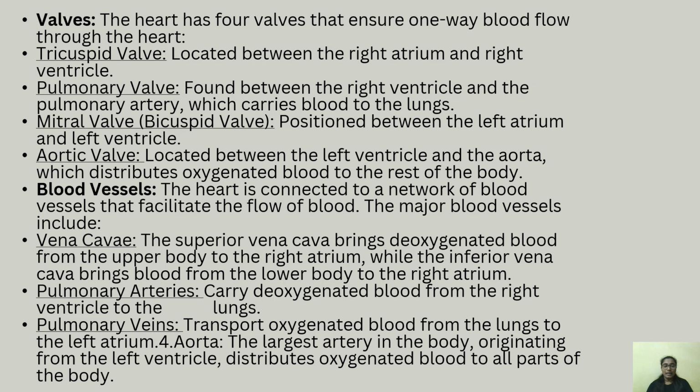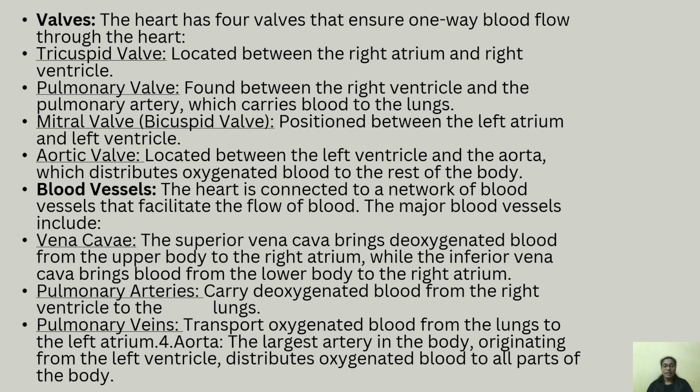Valves. The heart has four valves that ensure one-way blood flow through the heart. Tricuspid valve, located between the right atrium and right ventricle. Pulmonary valve, found between the right ventricle and the pulmonary artery, which carries blood to the lungs. Bicuspid valve, positioned between the left atrium and left ventricle. Aortic valve, located between the left ventricle and the aorta, which distributes oxygenated blood to the rest of the body.